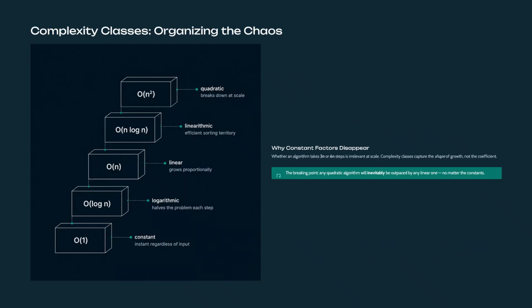Method 2, the tree method. The second technique is the recursion tree method. Instead of solving equations directly, we visualize the recursive calls as a tree. Each node represents one recursive function call. The root corresponds to T(n). Its children represent recursive calls on smaller inputs.